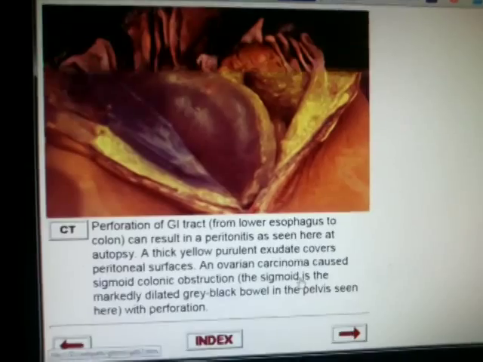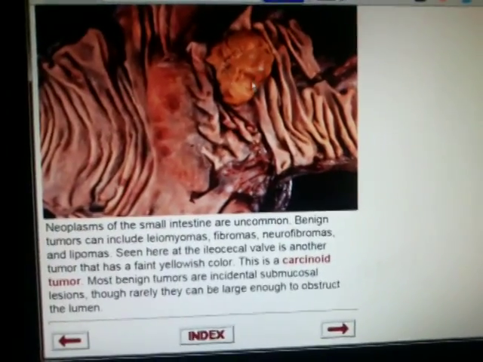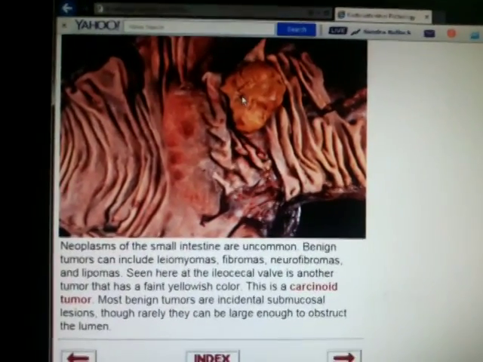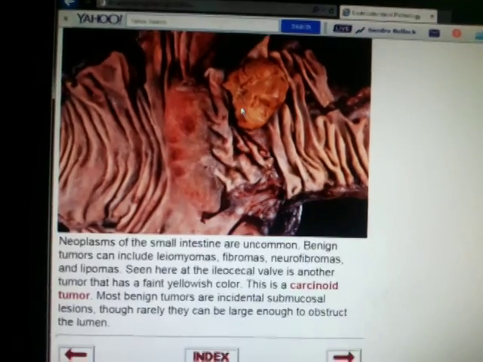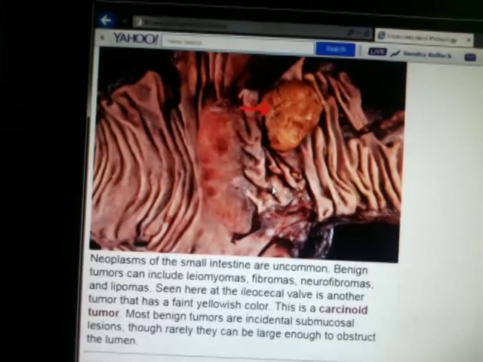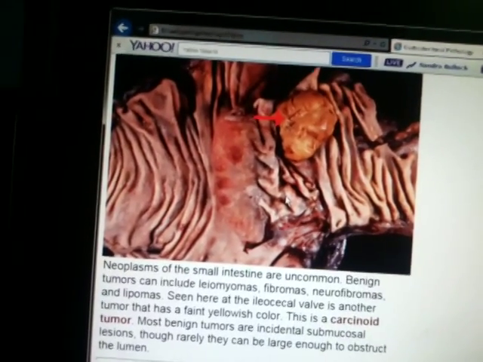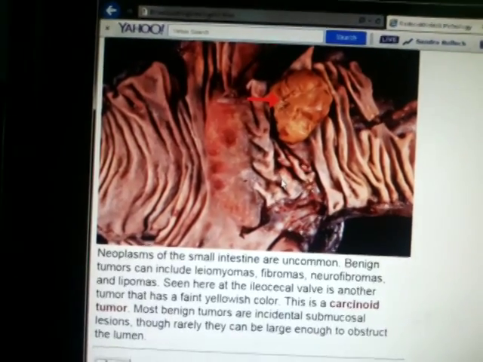And here are the infarcted organs of the abdomen. This is an example of a small intestine tumor. We have here a yellow firm soft tissue mass, which represents a carcinoid tumor. Actually, tumors of the small intestine are rare, and some of these tumors are benign and others are malignant.